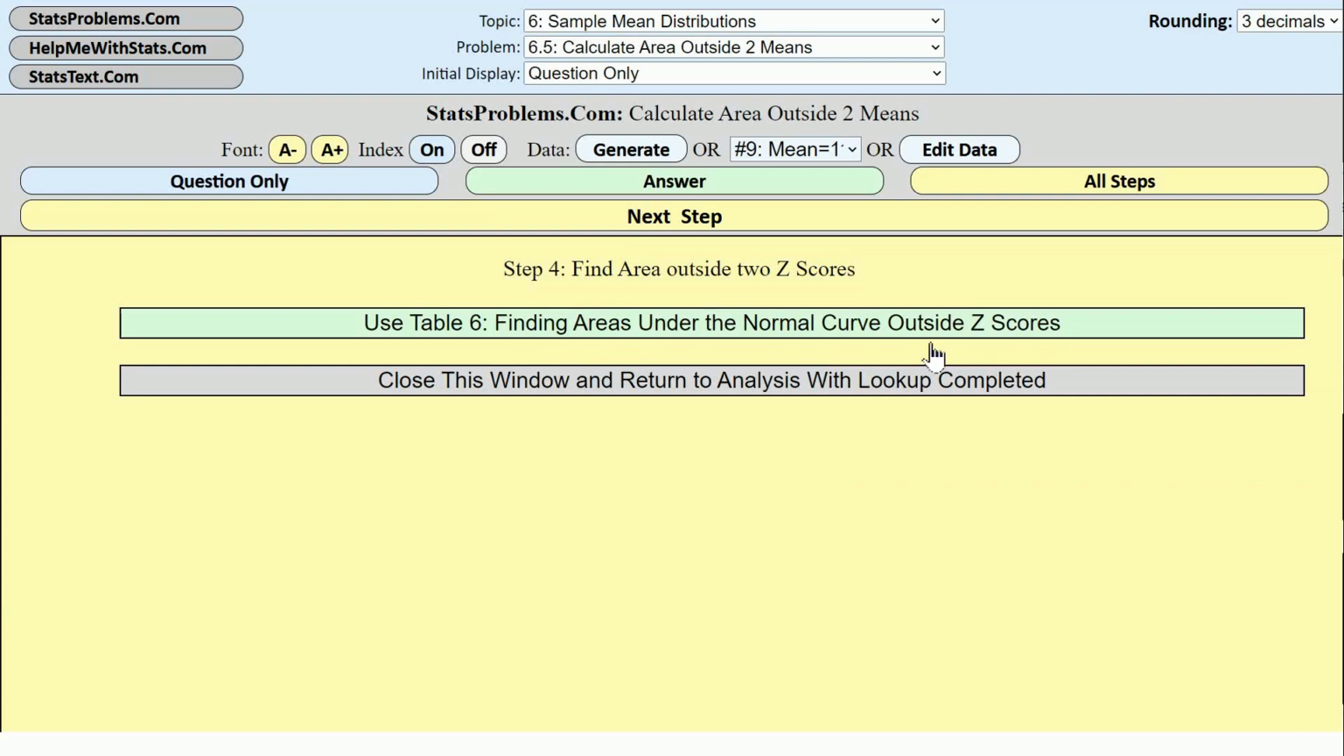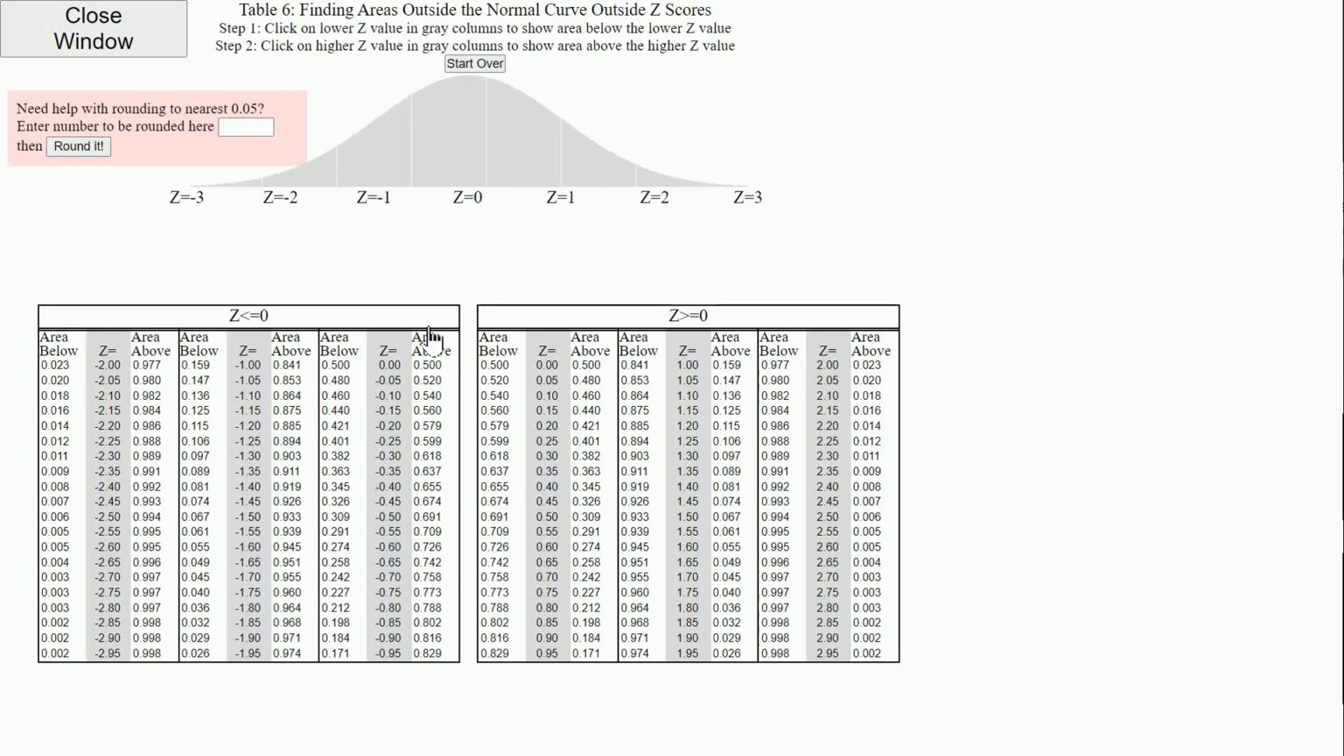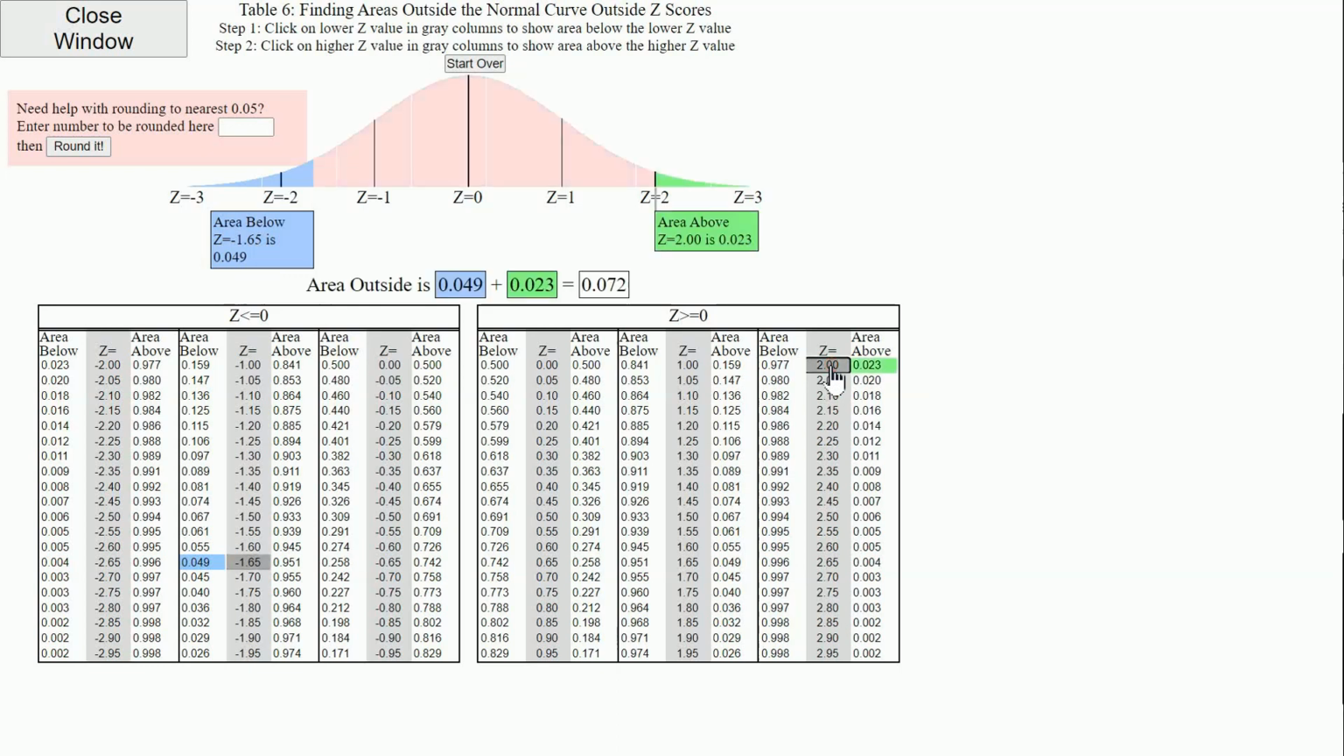To find the area, we use Table 6, finding areas under the normal curve outside z-scores. First we click on the entry for z equals negative 1.65, which highlights in blue the area of 0.049, which is the area below the lower z-score of negative 1.64. Next, we click on the entry for z equals 2, which highlights in green the area of 0.023, which is the area above the z-score of 2.